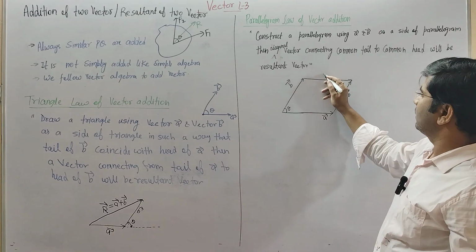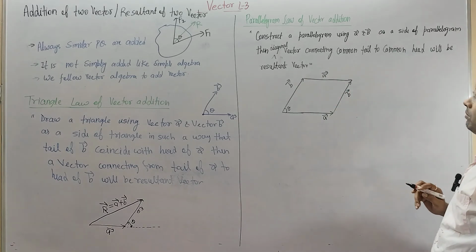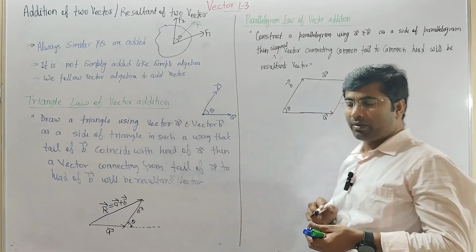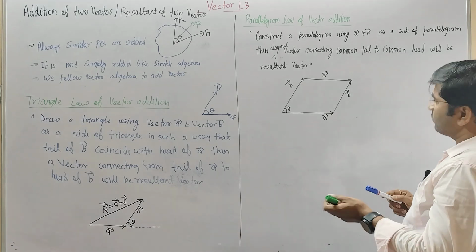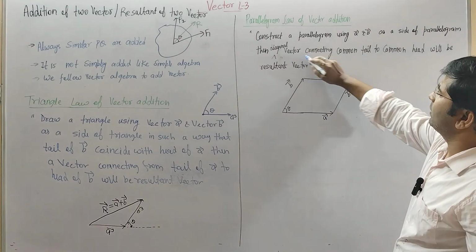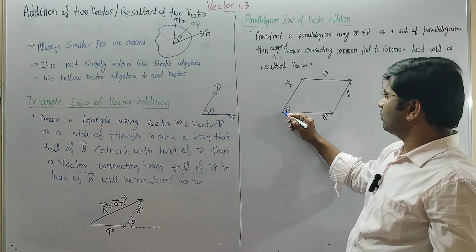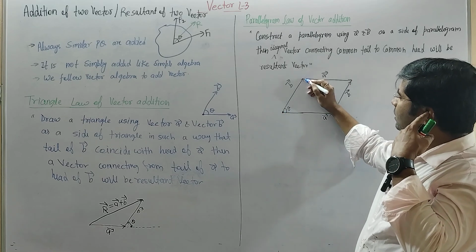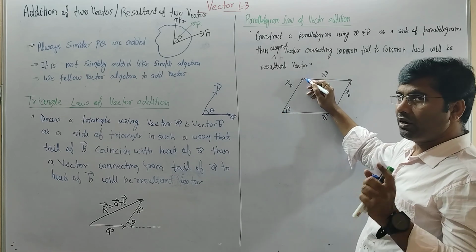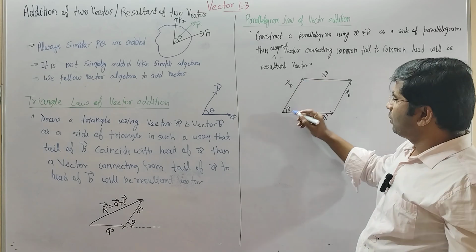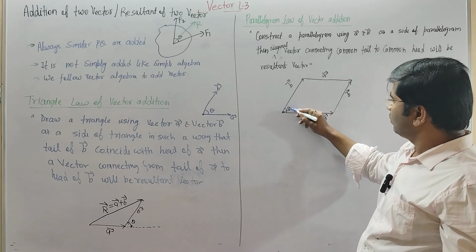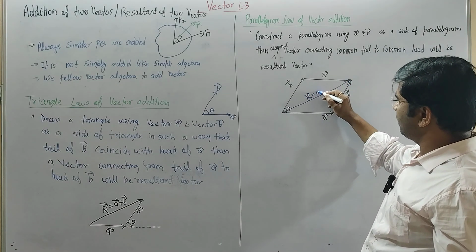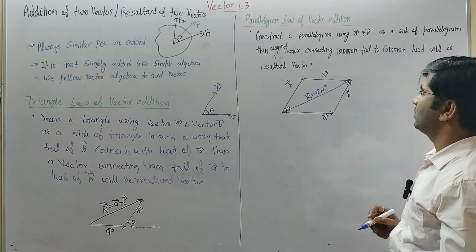Okay, so this is vector A. Now we have constructed a parallelogram using the vectors as sides. So which one is the resultant? The diagonal vector connecting common tail to common head. Of course there are two diagonals, this one and this one. So common tail is this one. This is not common tail, since head of vector B is coinciding with tail of vector A. So a vector connecting common tail to common head will represent the resultant vector. This value will be vector A plus vector B. Clear?